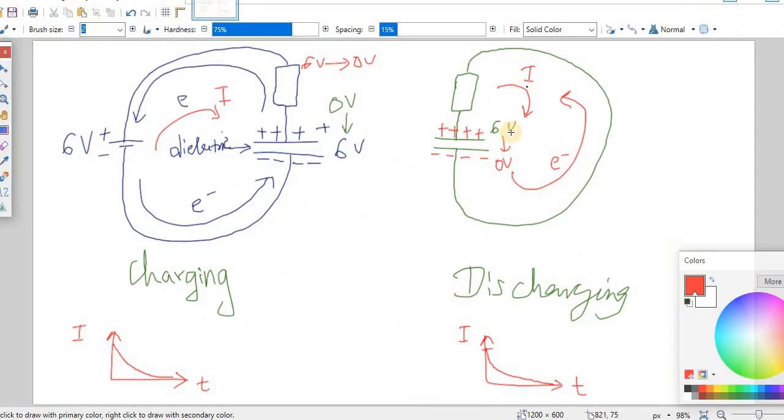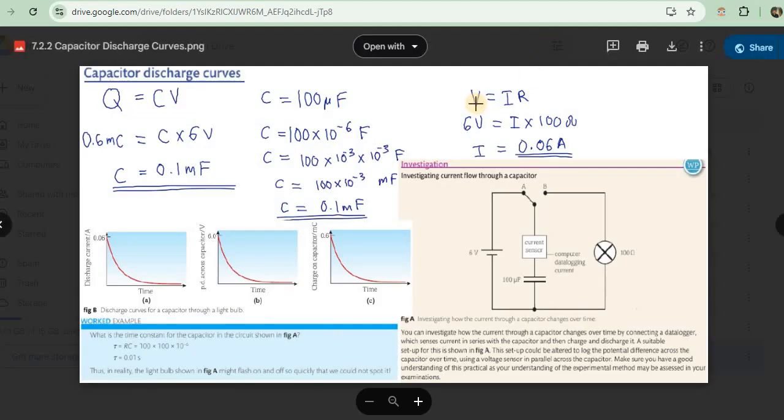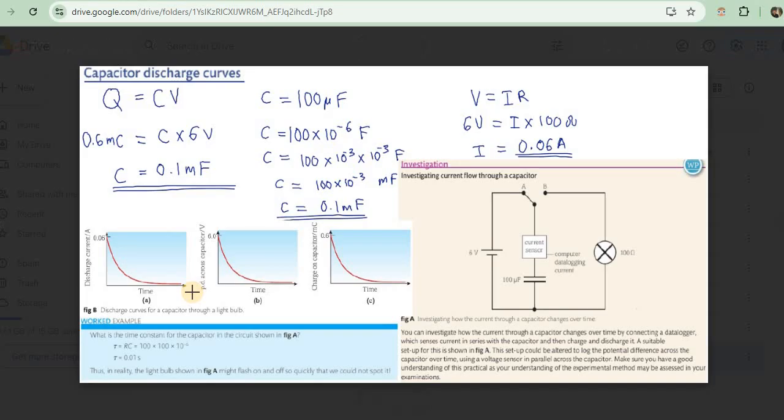And what happens then? The 6 volts drops to 0 volts. So we are using the 6 volts to find the initial current I naught. Using this we can do that. So V is 6 volts, I is I naught, R is 100 ohms, when the capacitor is discharging. So we get 0.06 amperes. So that's why this here is 0.06 amperes. In the note you can see that 0.06 amperes here, because that is the initial current. Then what happens? Eventually it drops to 0. 0 is when the capacitor is discharged.